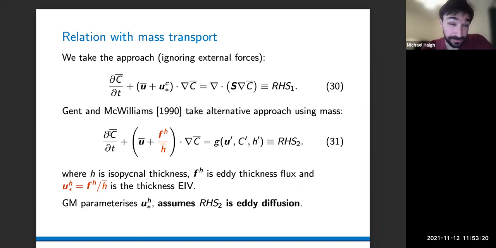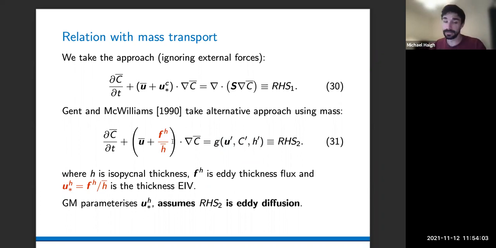And when you write your equations down like this, you get this other right-hand side, which is a function of eddy terms of velocity, tracer, and mass. I've noted these two right-hand sides as right-hand side 1 and right-hand side 2. What Gent and McWilliams did in their parameterization was parameterize this eddy-induced velocity and then assume that this entire right-hand side represents eddy diffusion. So now you can see, given that there are these two different ways to represent our large-scale tracer field as being advected by different eddy-induced velocities, a natural question is to ask whether or not these two velocities are the same, or in other words, are these two right-hand sides the same?